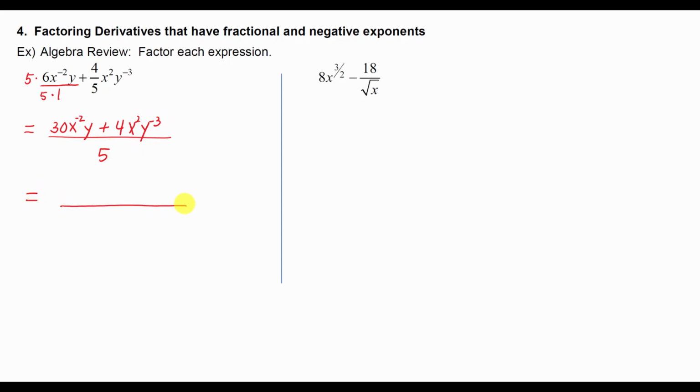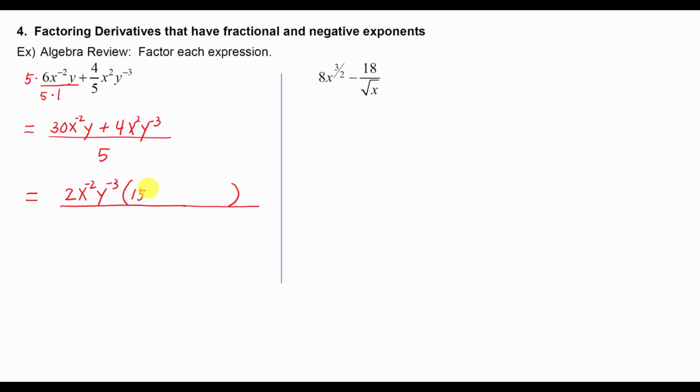30 and 4 have a common factor 2. And between x to the negative second power and x to the second power, we learned that we always pull out the smallest power of the two, and that will be negative second power. So you're going to pull out x to the negative second power. Between y and y to the negative third power, of course, we choose y to the negative third power, and then we take care of what should go inside the parentheses. So 2 times what is 30?